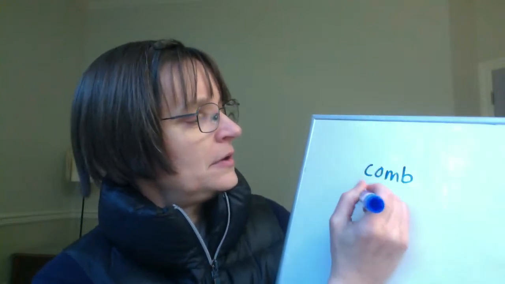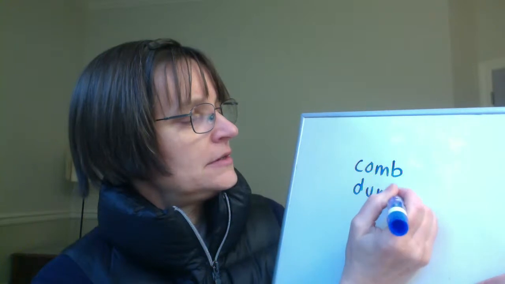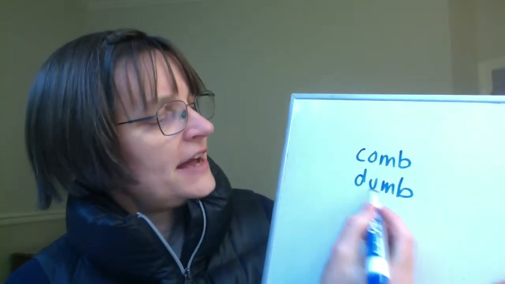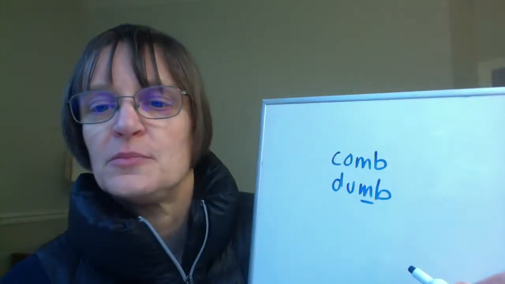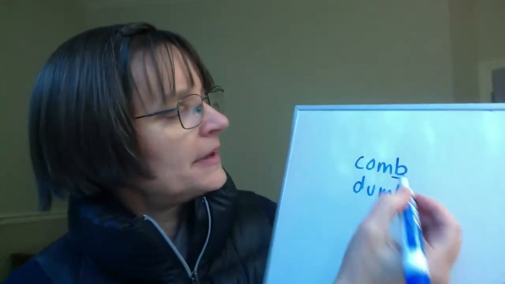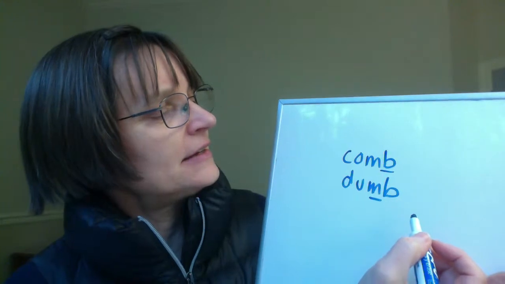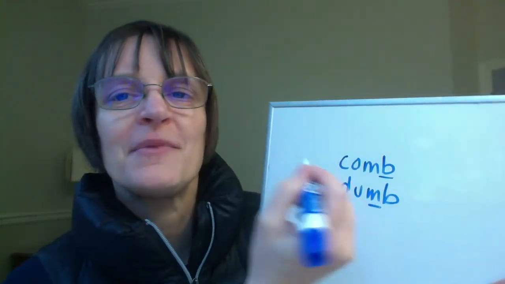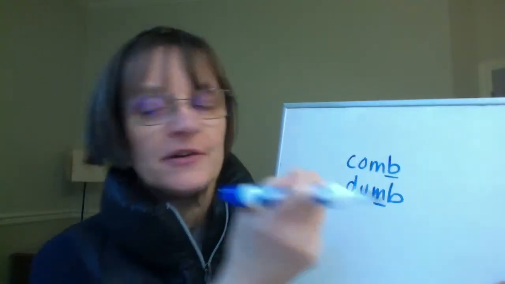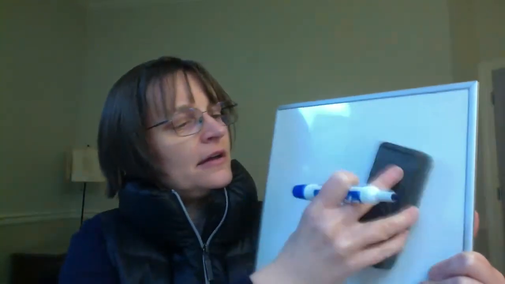Sometimes we have a letter at the end of the word. For example, the words comb and dumb just have the M sound at the end. So the B is silent. There's no B there in both of those. And again, it can make me think I'm supposed to do something for that sound when I'm not.